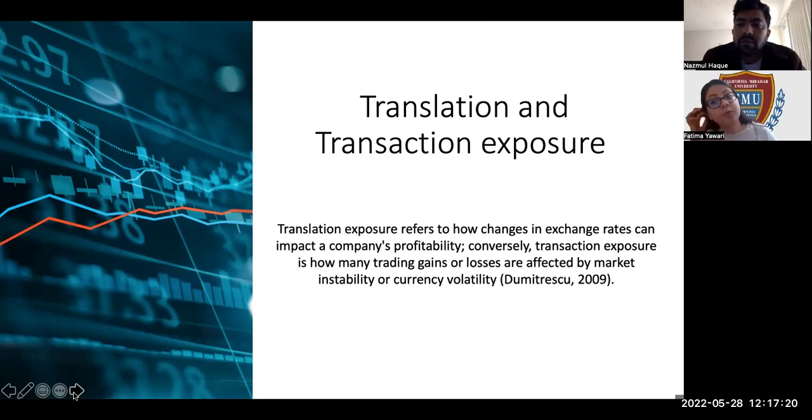There is an impact on the company's profitability, not on the overall organization, but the profits, when the exchange rates are changing. What is transaction exposure? When you talk about transaction exposure, it's when you are doing the trades, and there is constant instability of currency volatility. That's when the profitability of the company and the overall organization gets affected. So that is the one difference that we could say. This is it. Could we go to the next page, please?